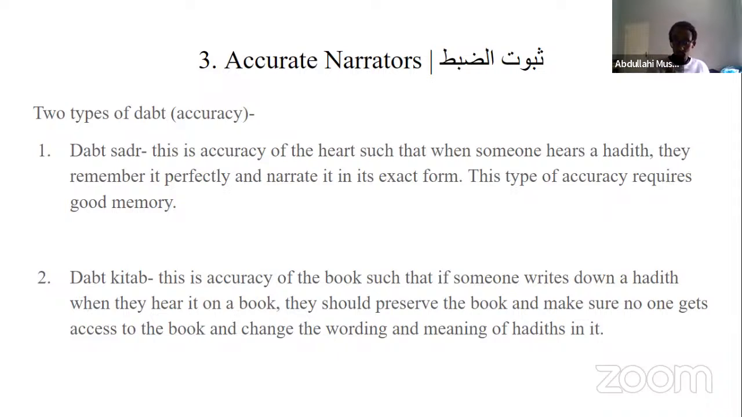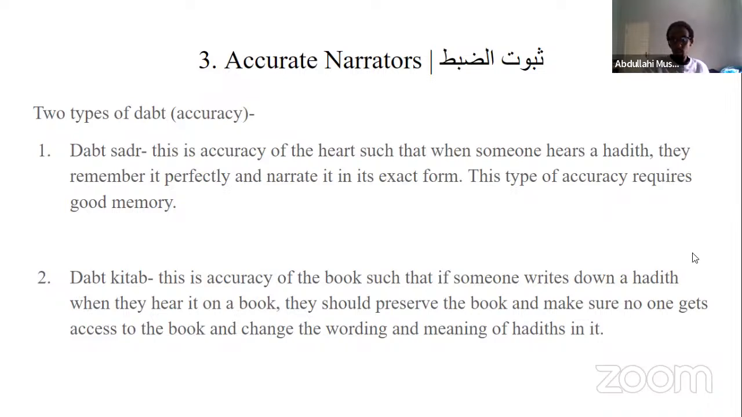Dabt sadr. Sadr in Arabic means chest. In other words, if you translate that literally, it means the accuracy of your chest. But what is meant by that is that you have a good memory. This is accuracy of the heart, such that when one hears a hadith, they remember it perfectly and narrate it in its exact form. This type of accuracy requires good memory. So, having a good memory, essentially. This is what this type of dabt means, having a good memory.